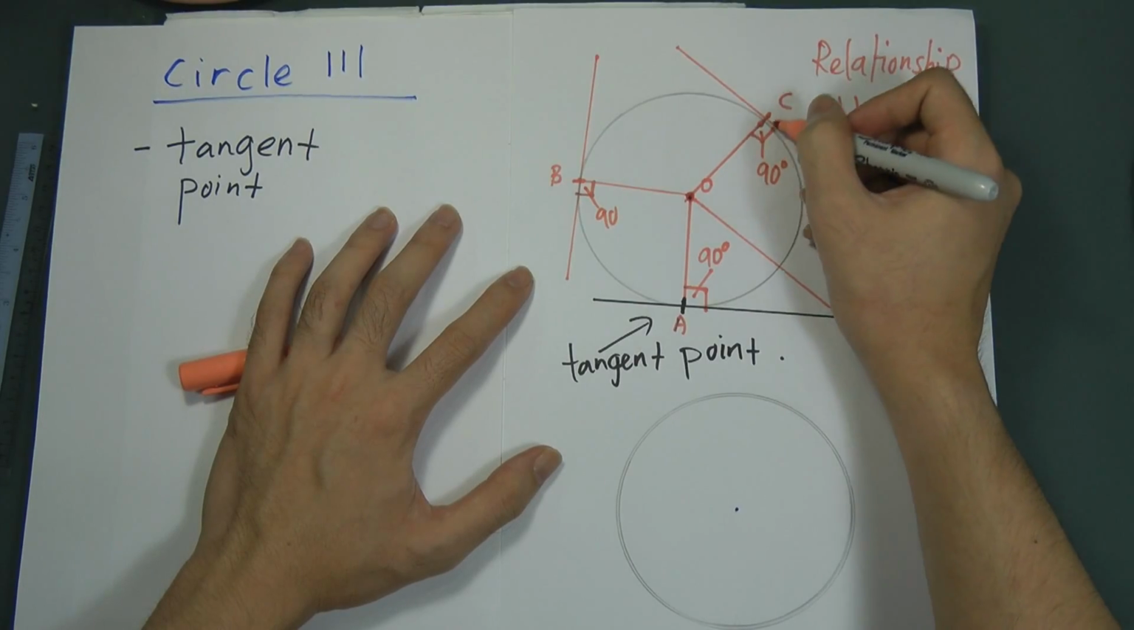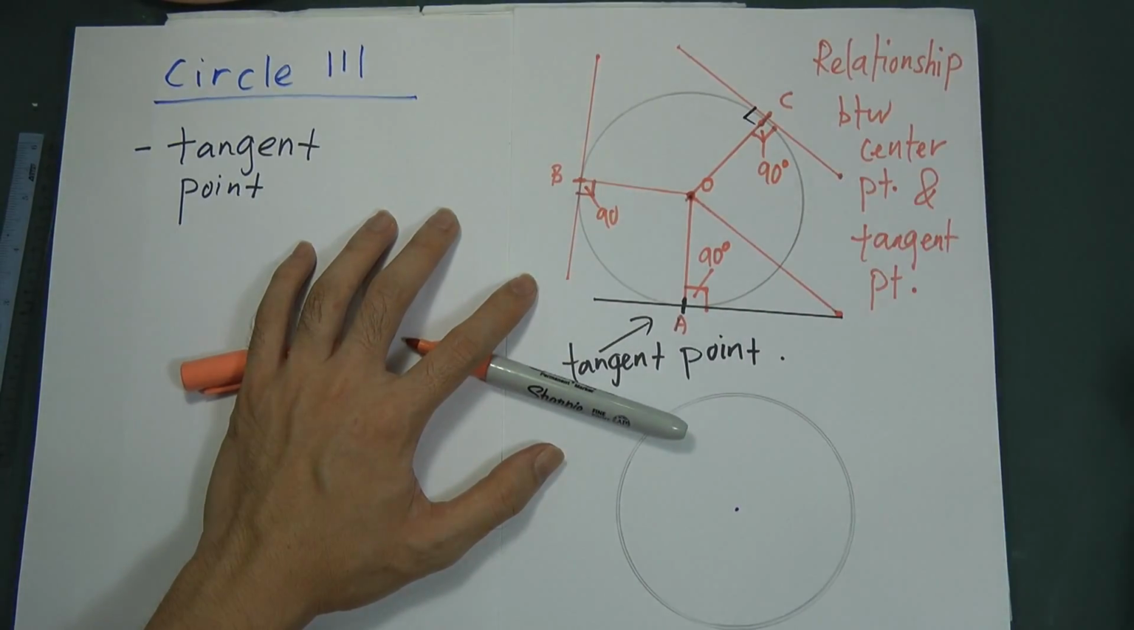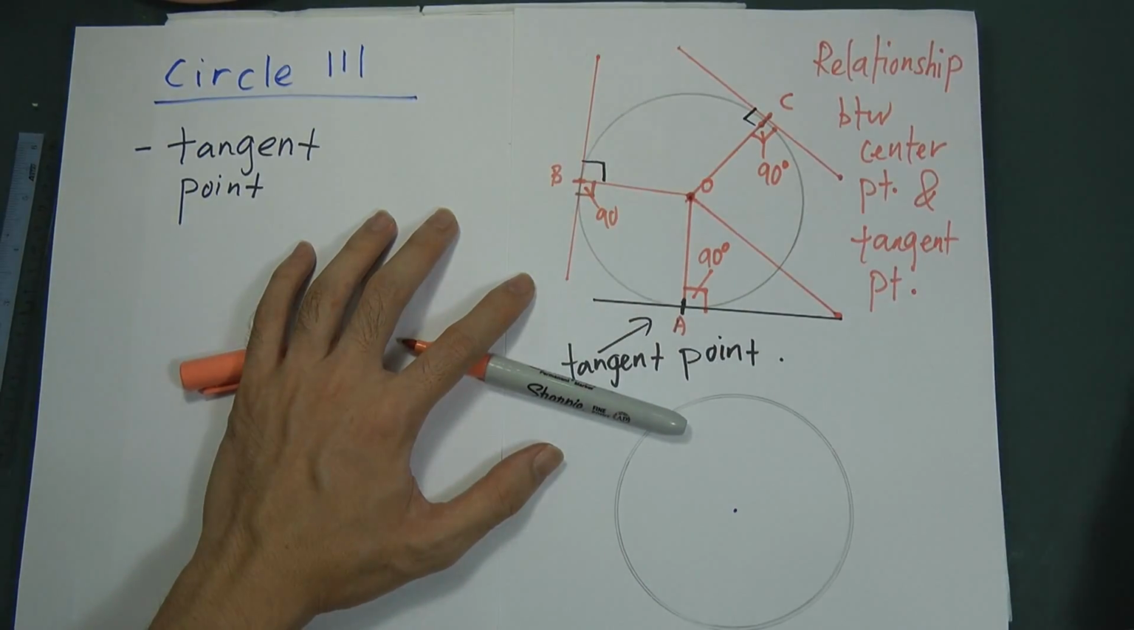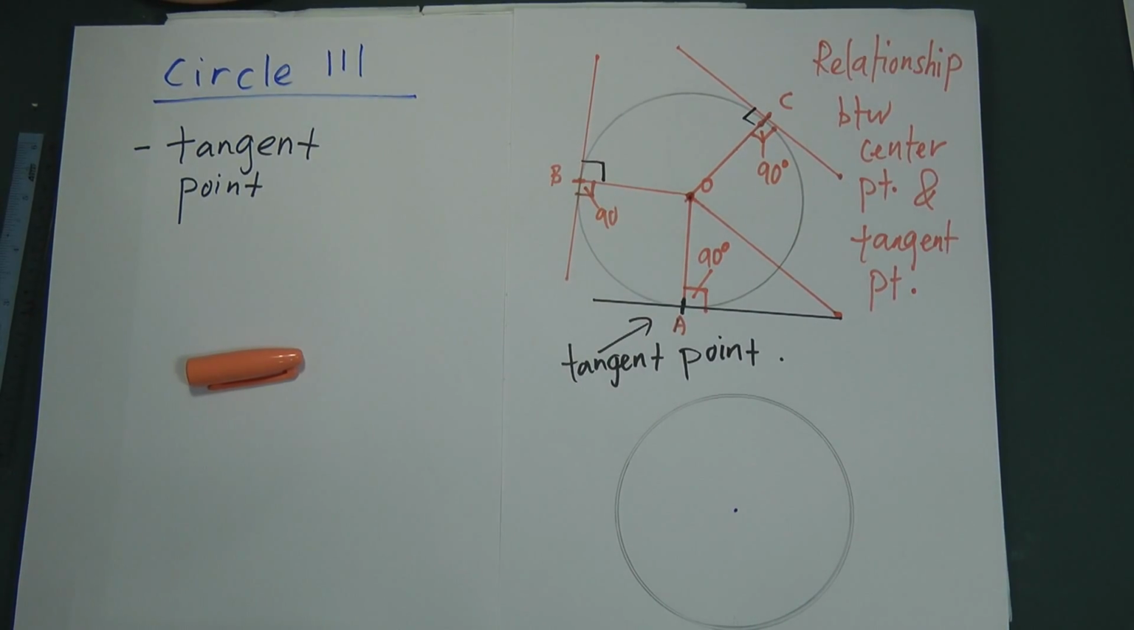Okay, so if this is 90 degrees, obviously the other side over here is also 90 degrees, because one straight line is 180. So this is 90 also. Okay, this is the first very important thing about tangent point.